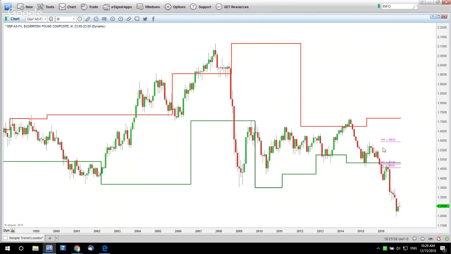Inside the pink lines, it's a consolidating market, when I stand aside, or if it's in trend, I reduce my risk. So above 2%, below 2%, inside the pink lines, less than 2%.